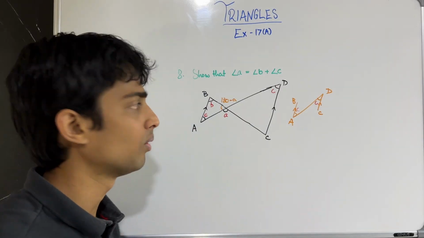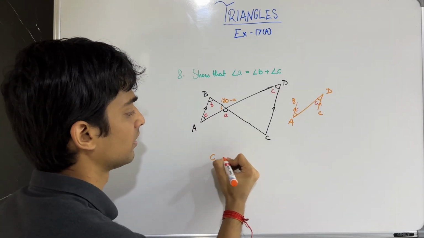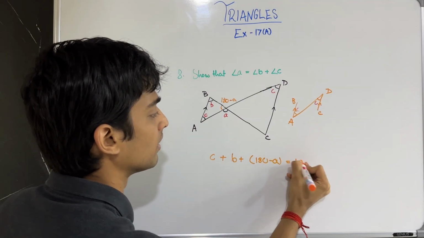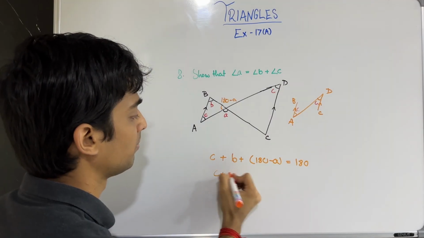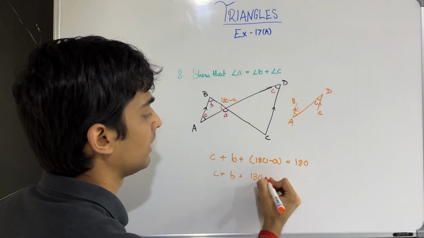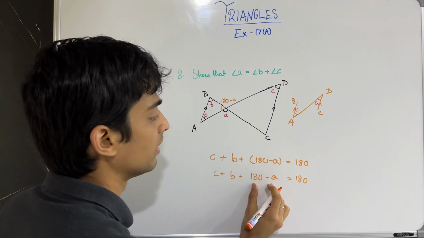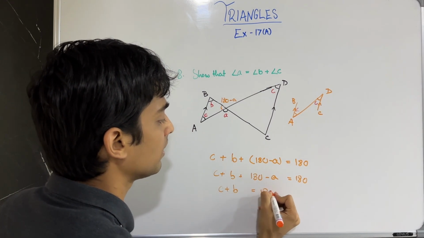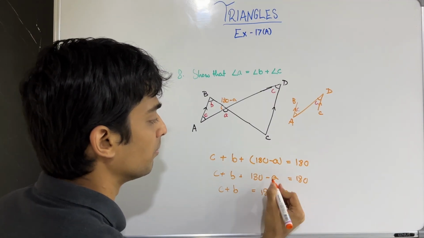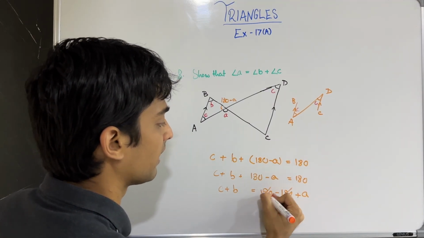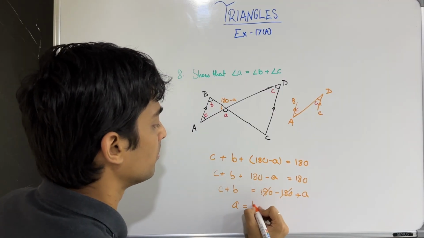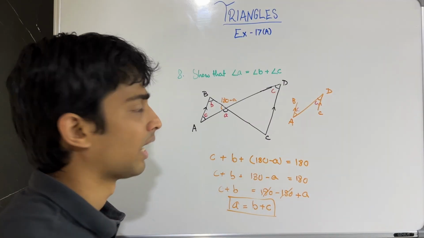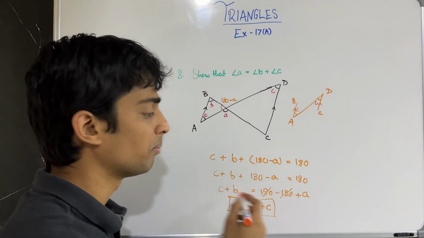So we can make an equation now. So let's write C plus B plus 180 minus A equal to 180. Next, C plus B, open the brackets, 180 minus A equal to 180. Let's take that side, C plus B equal to 180. This becomes minus 180. Minus A becomes plus A. This gets cancelled. Now we can write A equal to B plus C. Hence proved. Now all the questions in the sum can be easily solved by this equation.